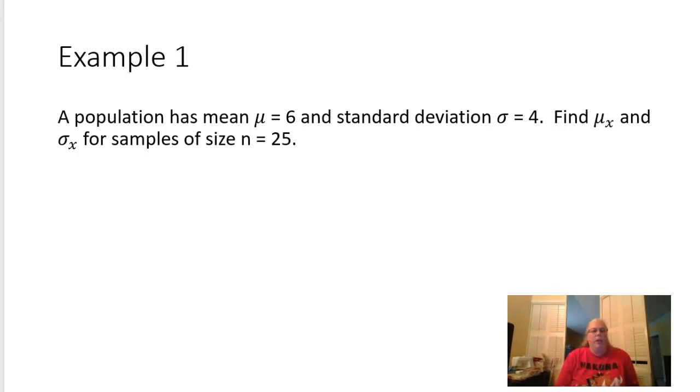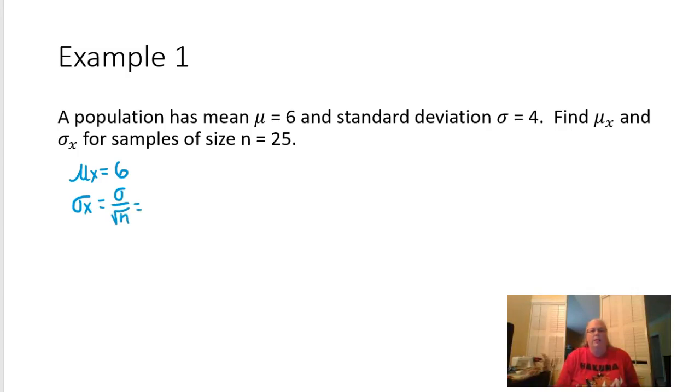Okay, our mu sub x, we are told, is just equal to whatever the mean of the population was. In this case, that's going to be 6. Our sigma sub x, we're going to have to do a little bit of calculation for. That's going to be the standard deviation for the population divided by the square root of our sample size.